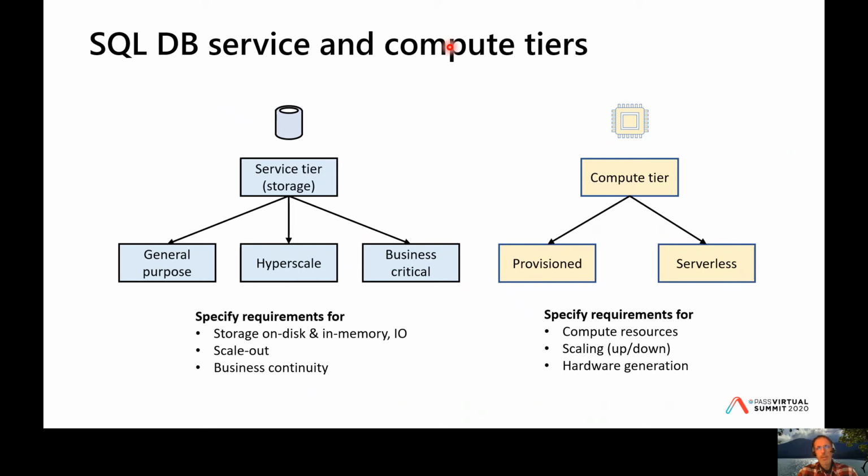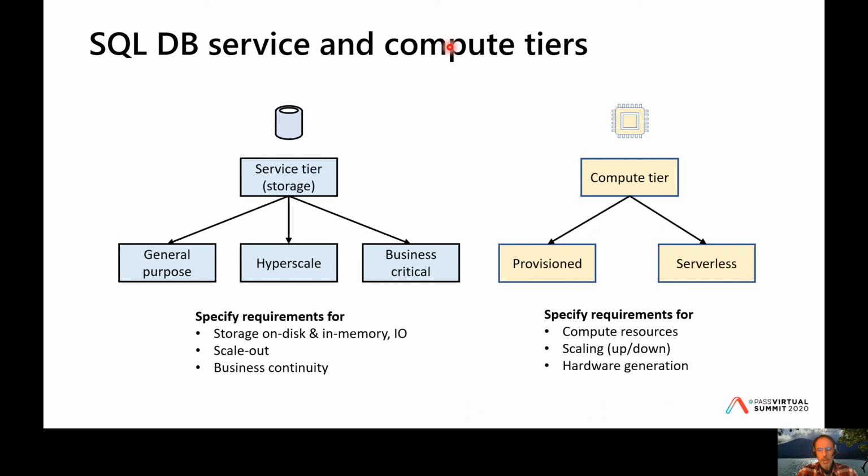And then once the service tier is selected, the next choice that's often made is in the compute tier, where the choices branch between provisioned compute and serverless. You can think of provisioned compute as providing a fixed amount of resource for a fixed price.